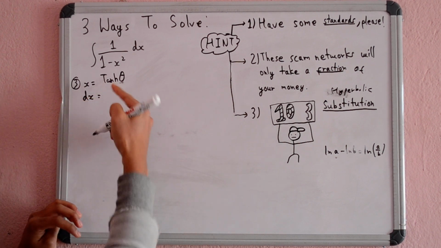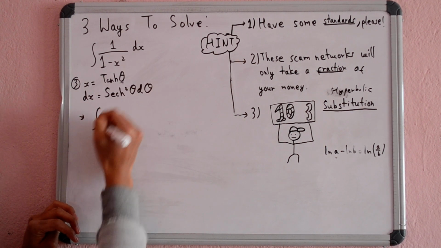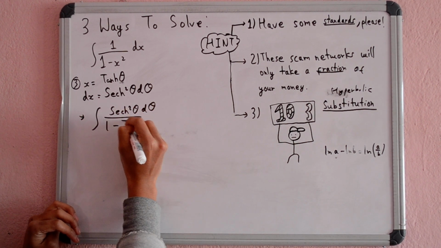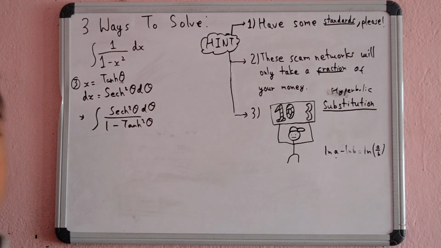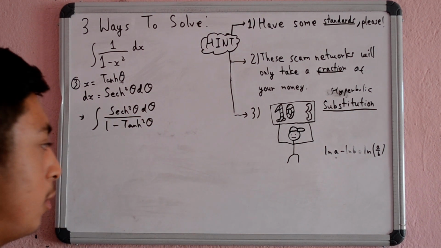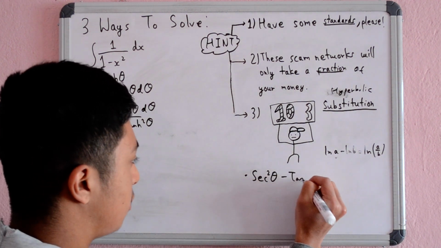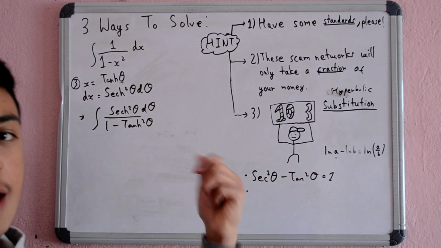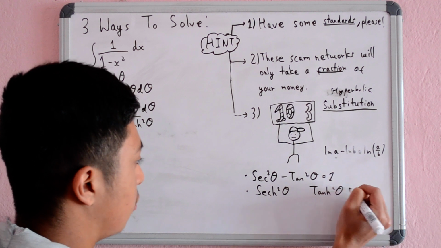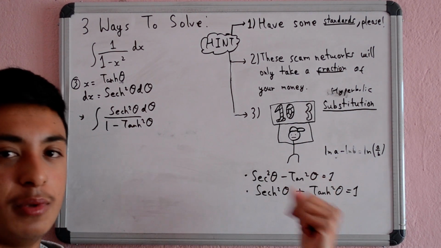So dx is equal to, differentiating it, sech squared theta d theta. Put that in this integral, you'll get sech squared theta d theta over 1 minus tanh squared theta. Now, you may know that 1 plus tan squared theta is equal to sec squared theta. But what about hyperbolic functions? Well, here's the thing. If we have sec squared theta minus tan squared theta equals 1, the difference in the hyperbolic part, which is sech squared theta plus tanh squared theta equals 1, the difference here is just plus. Instead of minus, we have a plus.